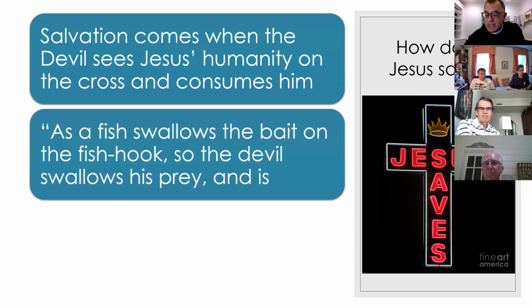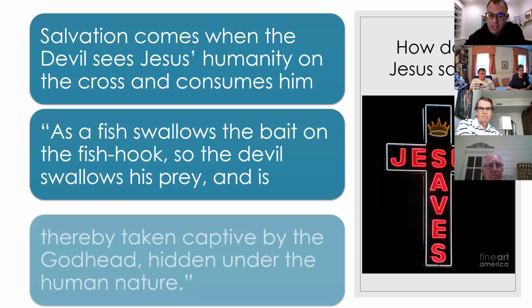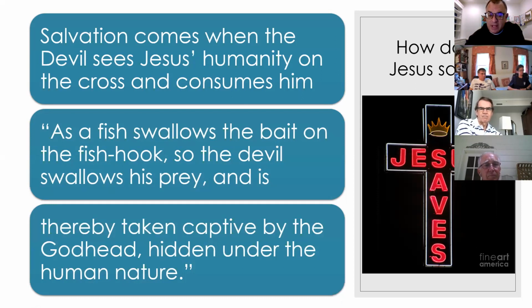And the great quote, and this comes from Allen: as a fish swallows the bait on the fish hook, so the devil swallows his prey and is thereby taken captive by the Godhead, hidden under the human nature. So this is sometimes called the bait and switch, right? Jesus literally on the cross, the devil sees his humanity and the sinfulness of humanity on Jesus, takes him down to hell, and then when Jesus is there, realizes he's made a horrible mistake, and Jesus breaks everyone out.